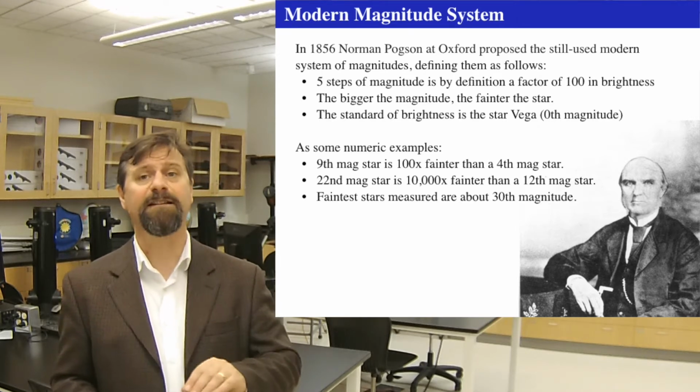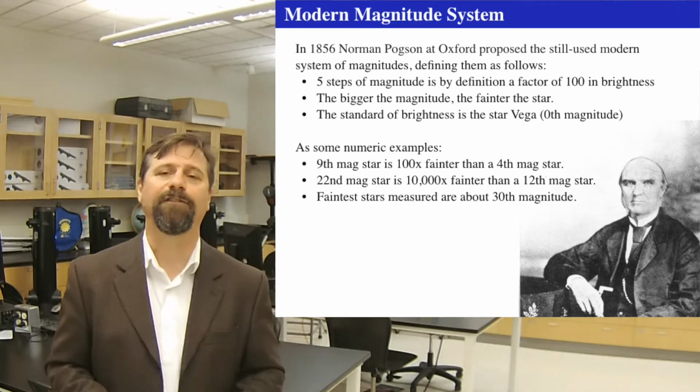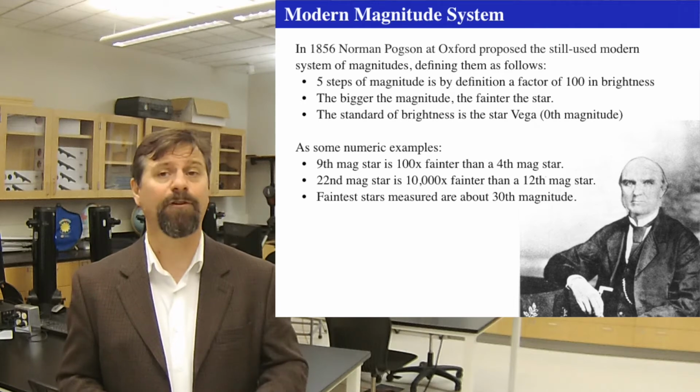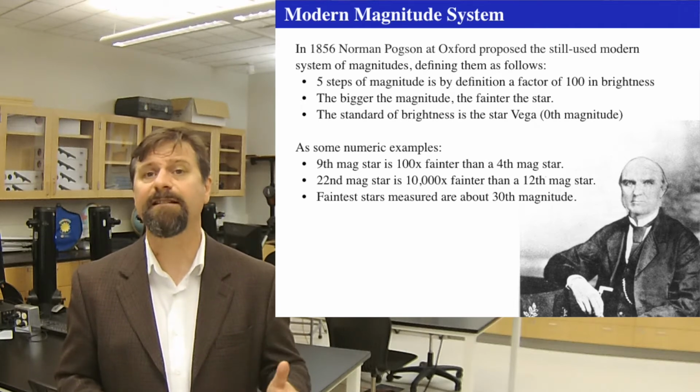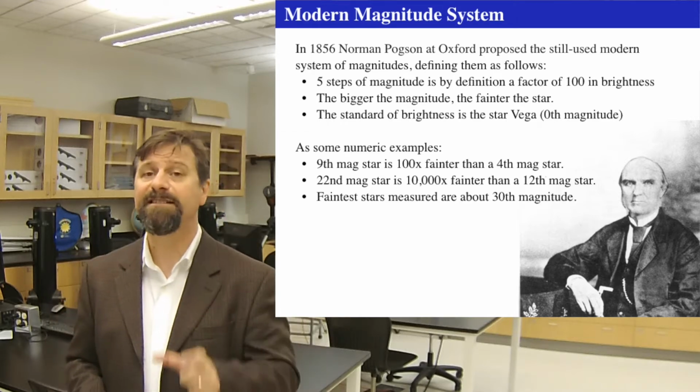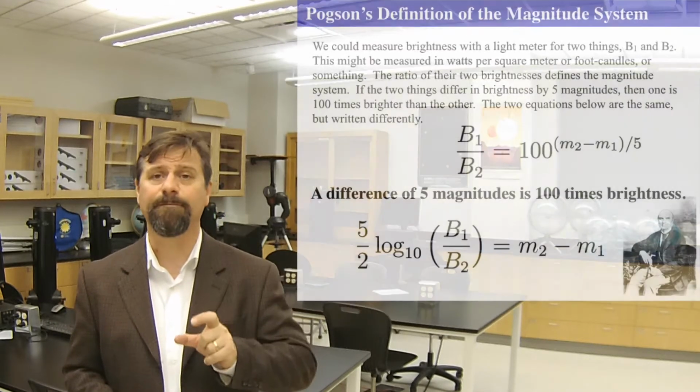That's about 30th magnitude, and those have been detected by the Hubble Space Telescope. Ground-based equipment, the best ground-based equipment by amateurs, is roughly in the order of 15th, 16th, maybe 18th or 19th magnitude on the ground. So you can get some pretty faint stuff. Remember, every difference of 5 is 100 times.